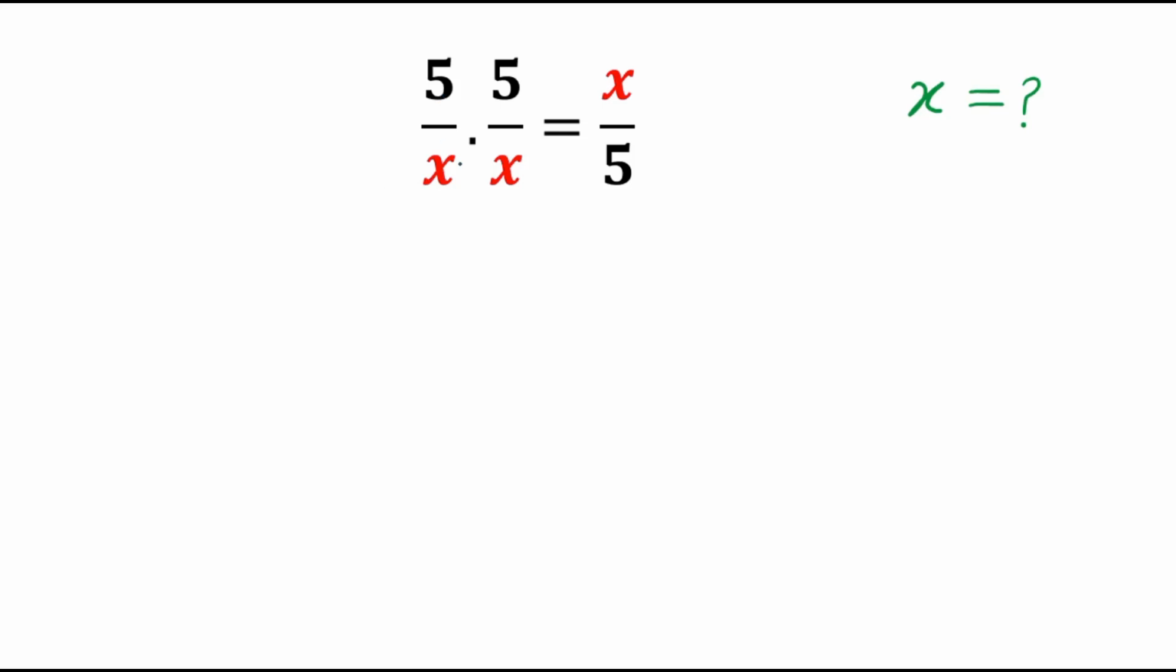Here 5 over x times 5 over x is equal to x over 5. Here we need to calculate all possible values of x.